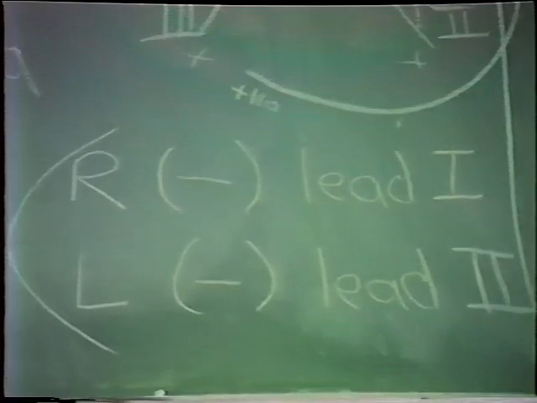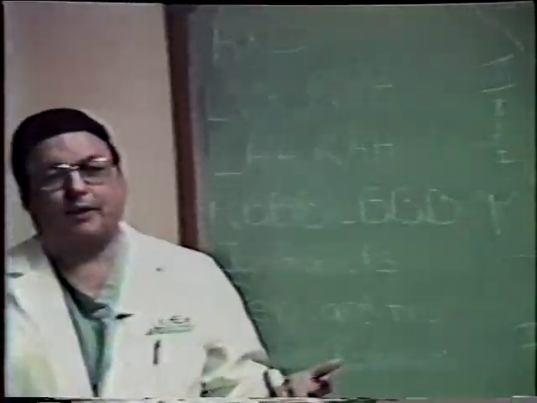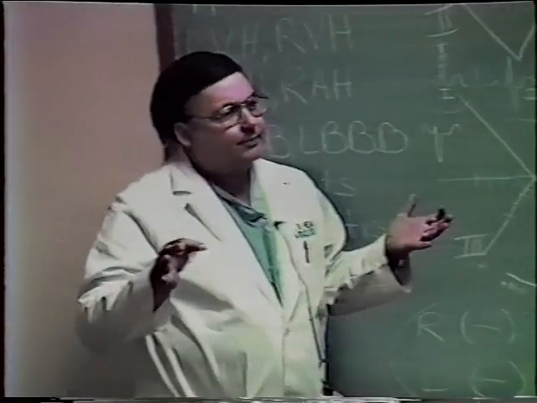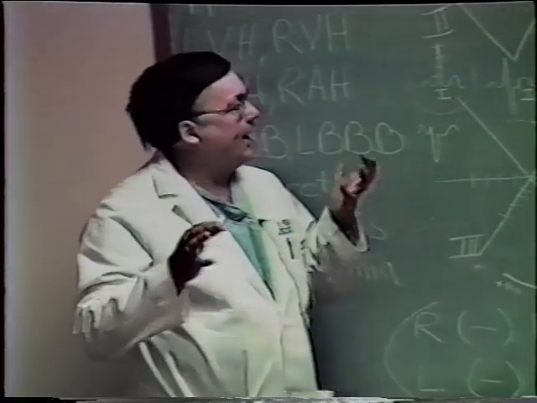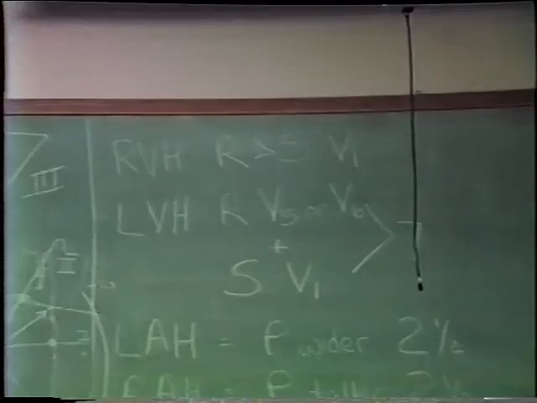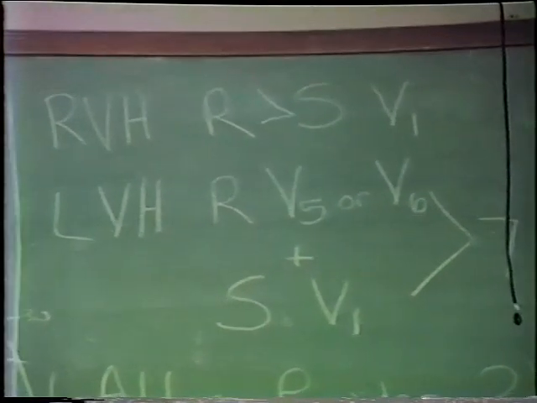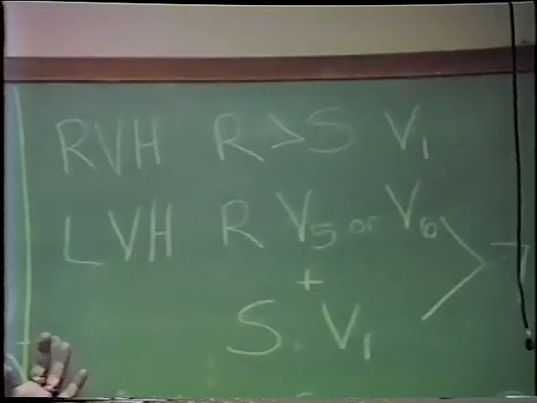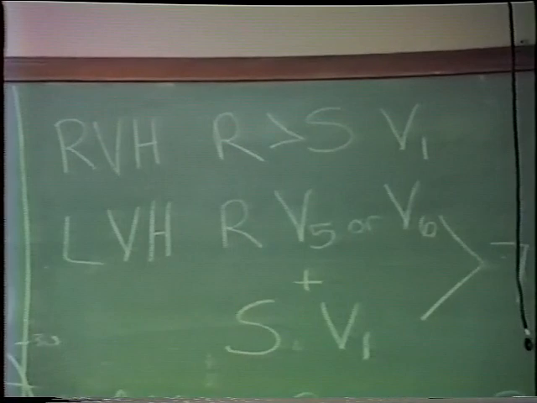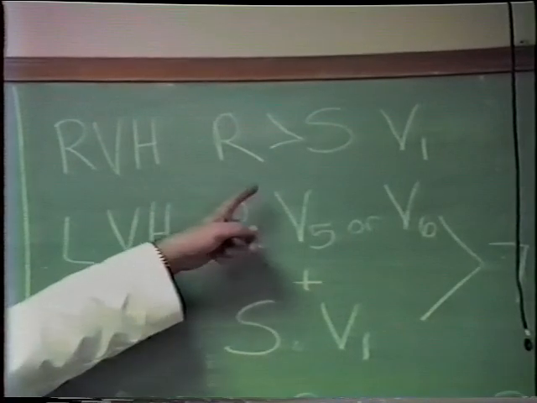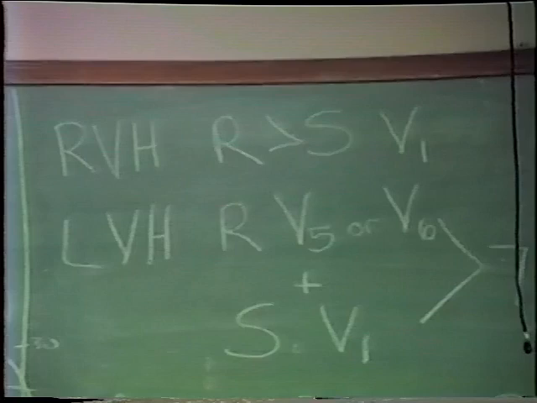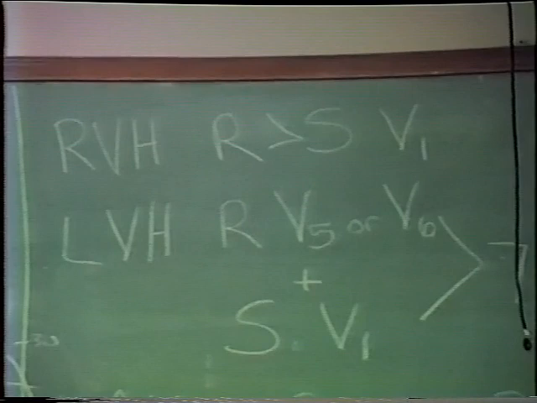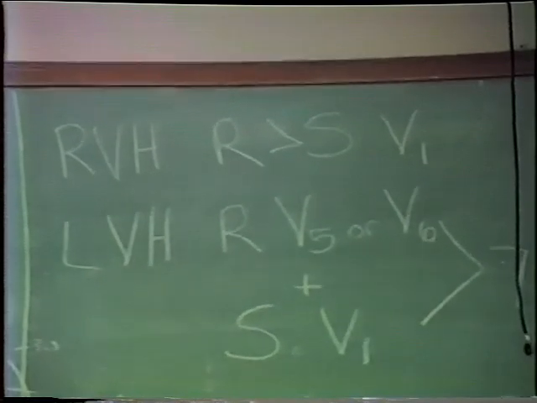Left ventricular hypertrophy, right ventricular hypertrophy. You hear that all the time, right? Now for right ventricular hypertrophy, it's real simple. When do you have RVH? For RVH, you just look at one lead. Don't look at all the leads, one lead, V1. And RVH is present when the R in V1 is bigger than the S. See, in V1, the S should be dominant. But anytime you have an R that's bigger than the S, you got RVH.